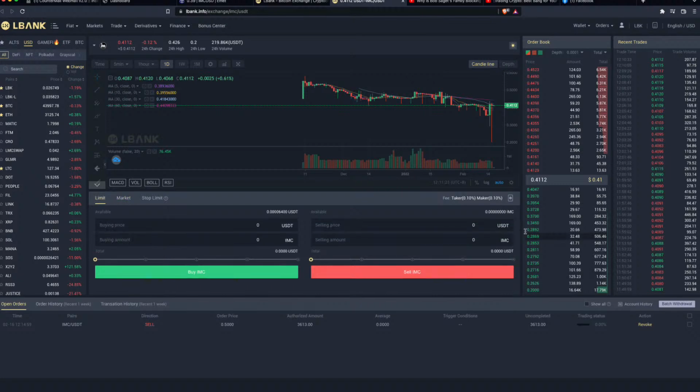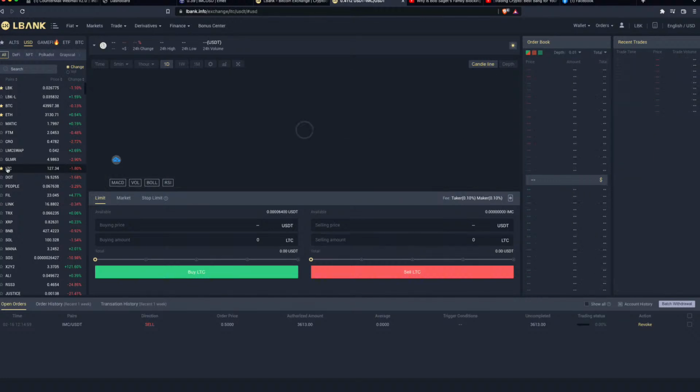Or you can set a price that you want. You can say, well, I want it to sell at 75 cents. If it hits 75, they'll sell it for you. And then how many of those IMC you want to sell at that price. Then, once they are sold, what I would suggest is exchanging it for Litecoin.